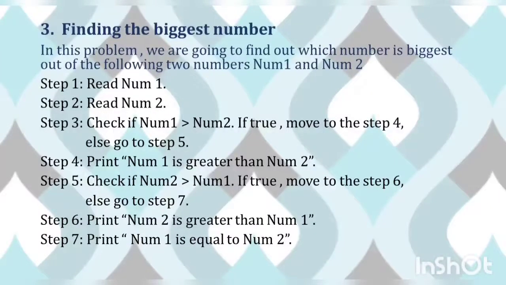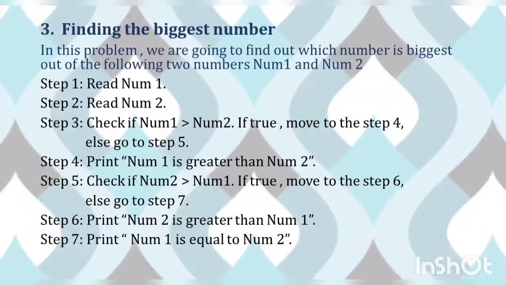And if num1 is not greater than num2, then obviously you have to go to the next step, that is, you have to check whether num2 is greater than num1 or not. So your step 5 is to check if num2 is greater than num1. If num1 is not greater than num2, then definitely num2 is going to be greater than num1.